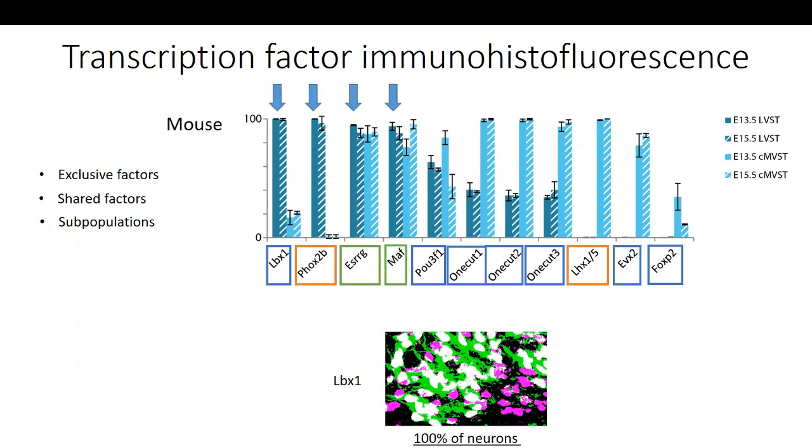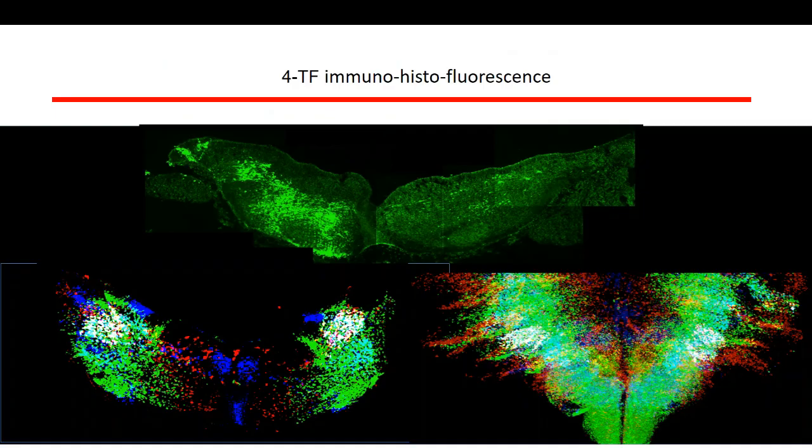Are there any other neurons in the entire nervous system that express these TFs simultaneously, or is it unique to the LVST in this case? To find out, I performed 4-color immunohistofluorescence and compared it to labeling of the LVST neurons. Here you see the labeled LVST neurons, and here you see 3 of the 4 TFs that have been labeled. The white shows where all 3 overlap.